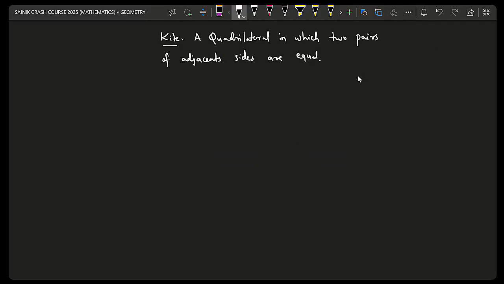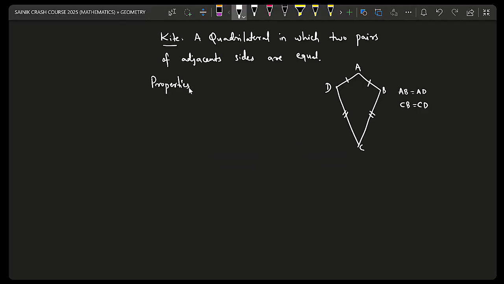Let's take this figure, ABCD. You can see AB and AD are adjacent sides and they are equal. BC and CD are also adjacent sides and they are equal. Then we can say this quadrilateral is a kite. So in a kite, what are the conditions? AB will be equal to AD and CB will be equal to CD. So two pairs of adjacent sides are equal, then it's going to become a kite. So what are the properties of a kite?